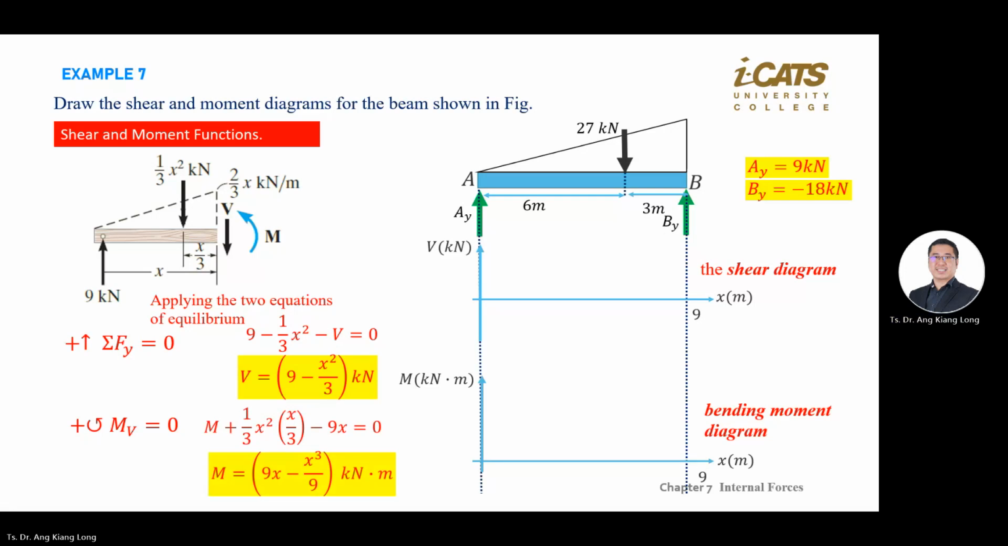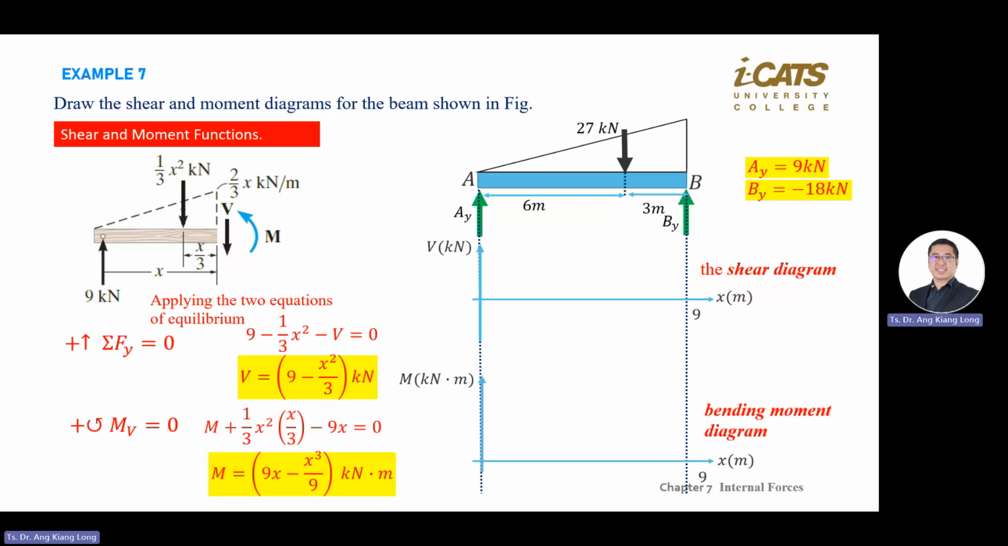So M will equal to bracket 9x minus x cubed divided by 9. x cubed is a polynomial graph. A polynomial is like a sinusoidal. From the yellow highlight, you should be able to transfer into the graph.